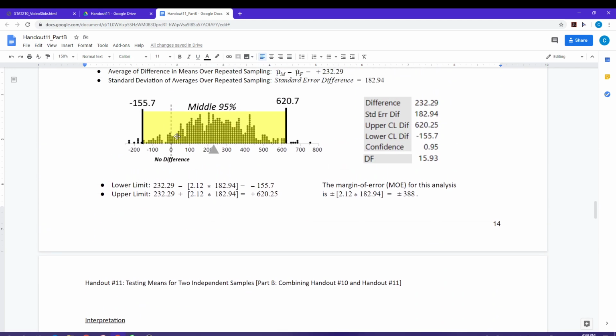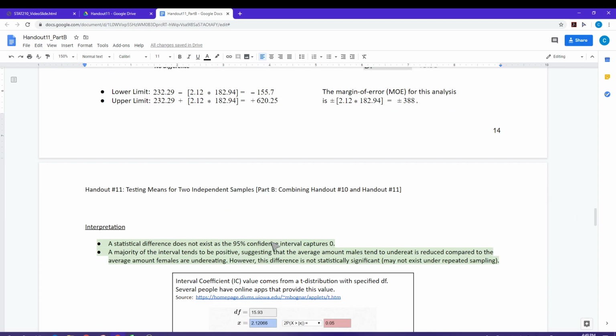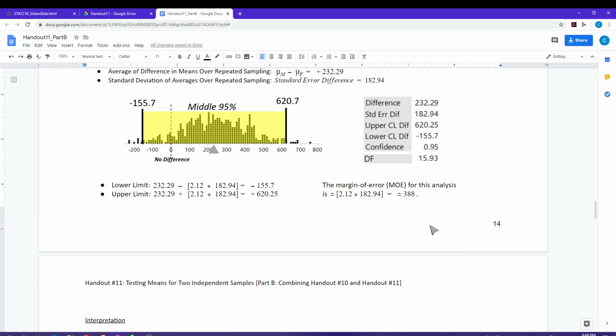We can see that a majority of the interval, so much of the interval, is positive. So what does that mean? Again, I took the differences, and the differences were computed as the average for males minus the average for females. So males is coming first here. So that means that the average amount that males are undereating is reduced compared to the average amount that the females are undereating. So males are not undereating as much as females. Again, I know that because a lot of this confidence interval is greater than 0. So that's telling me that the amount that the males are undereating is less than females.